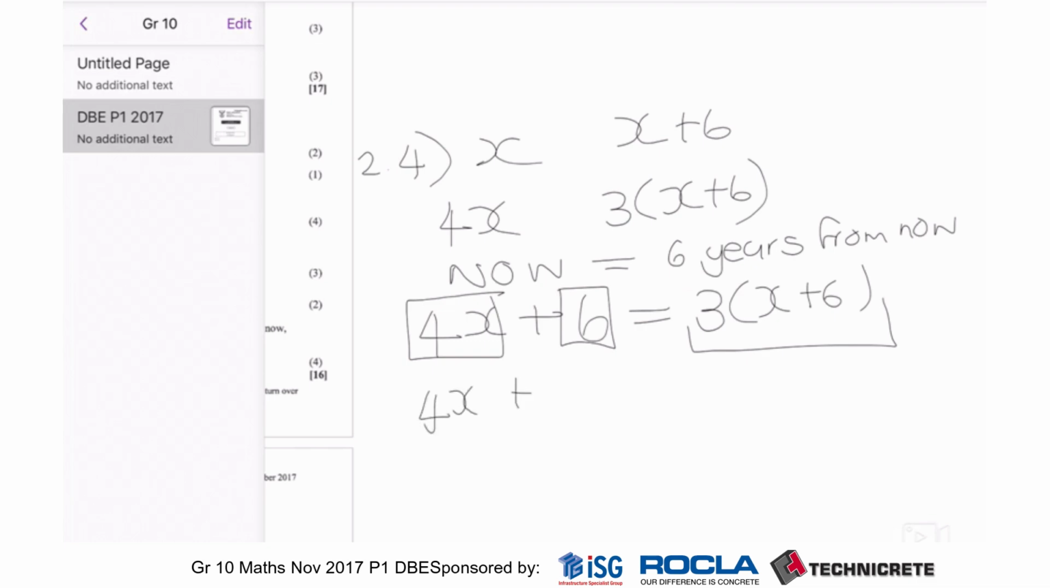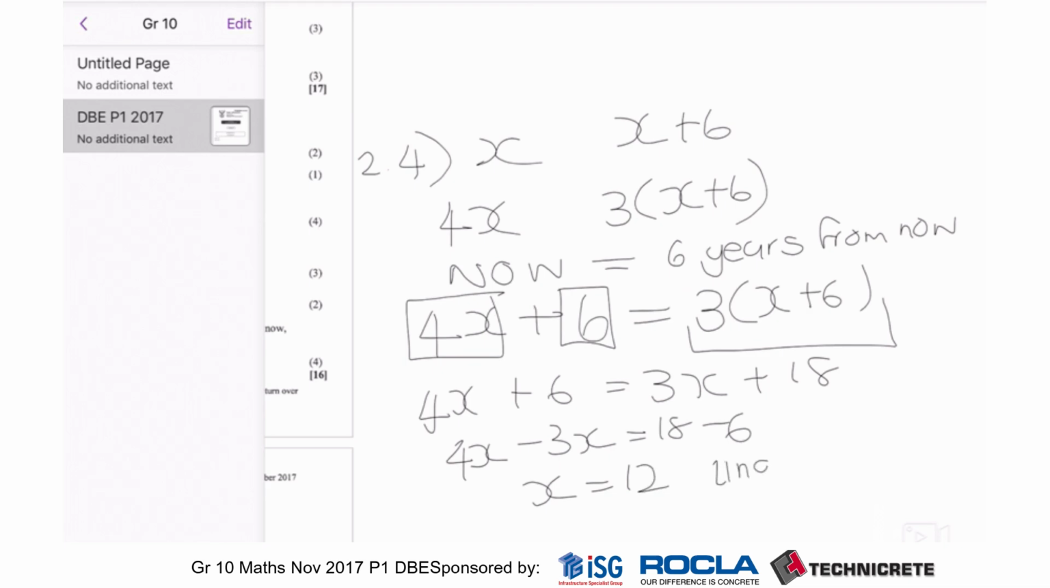So 4x plus 6 is equal to 3x plus 18. So 4x minus 3x is equal to 18 minus 6. x is therefore equal to 12. Linda's age is 12.